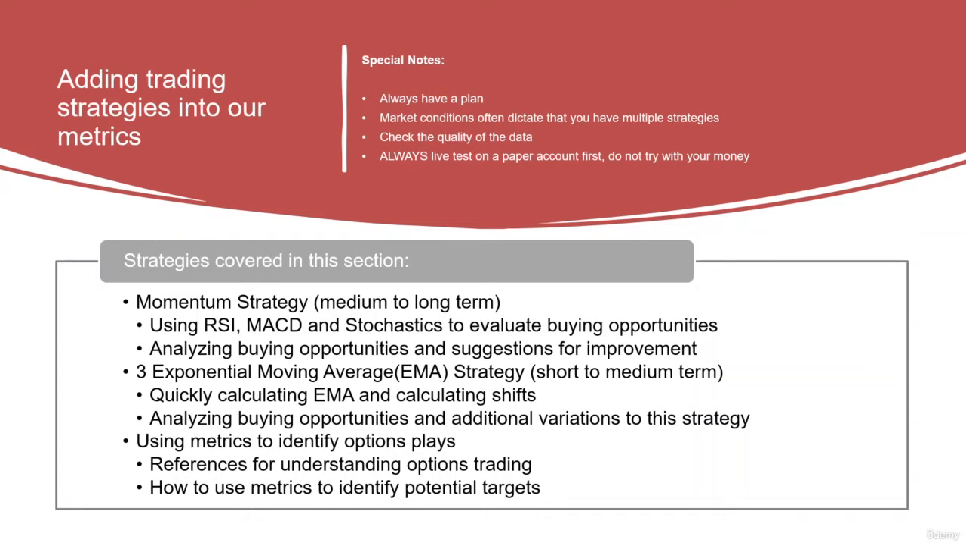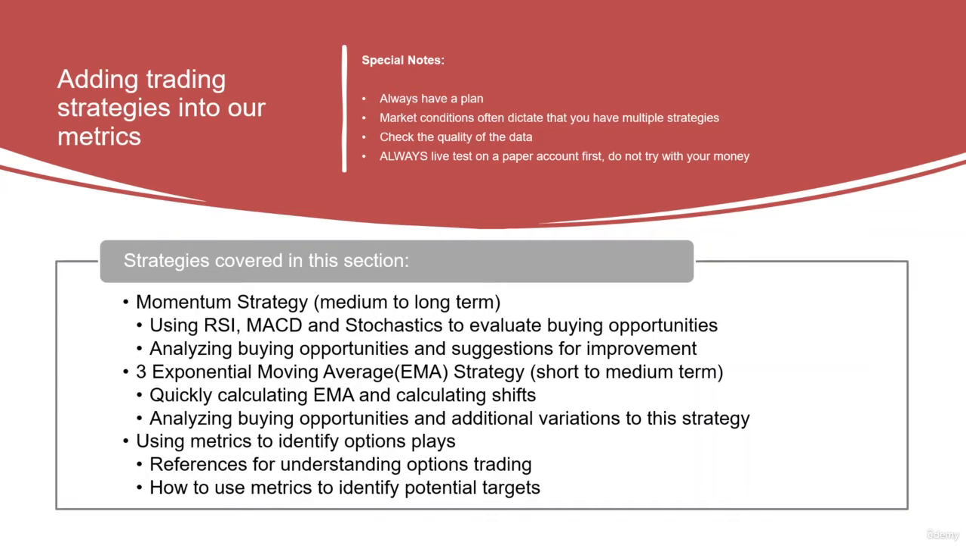In this section, we will be building multiple trading strategies utilizing some of our past metrics, such as RSI, MACD, and stochastics that we calculated in the last section, and a new strategy that we're going to call our 3 EMA, or 3 exponential moving average strategy, which will utilize more simplistic calculations that we can build into a standard notebook.